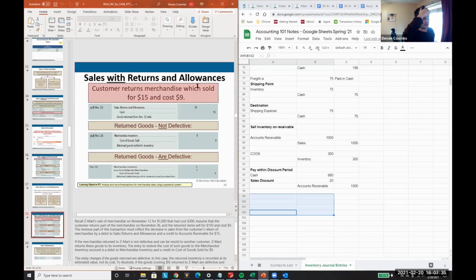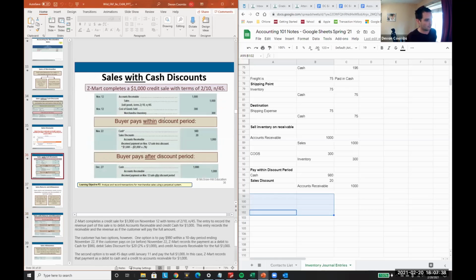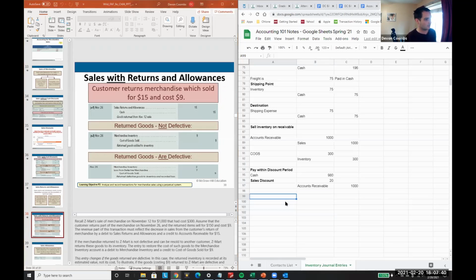And now what happens if we have returns? Well, we're going to have sales returns, so returns and allowances. I'll let you do the Google Sheets just so we can save some time. But the sales returns is 15 and the cash is 15. If the goods are not defective, so if we get the assets back, we'll increase our inventory because we can sell it again. If they are defective, we're going to take a loss on that inventory and decrease our cost of goods sold.